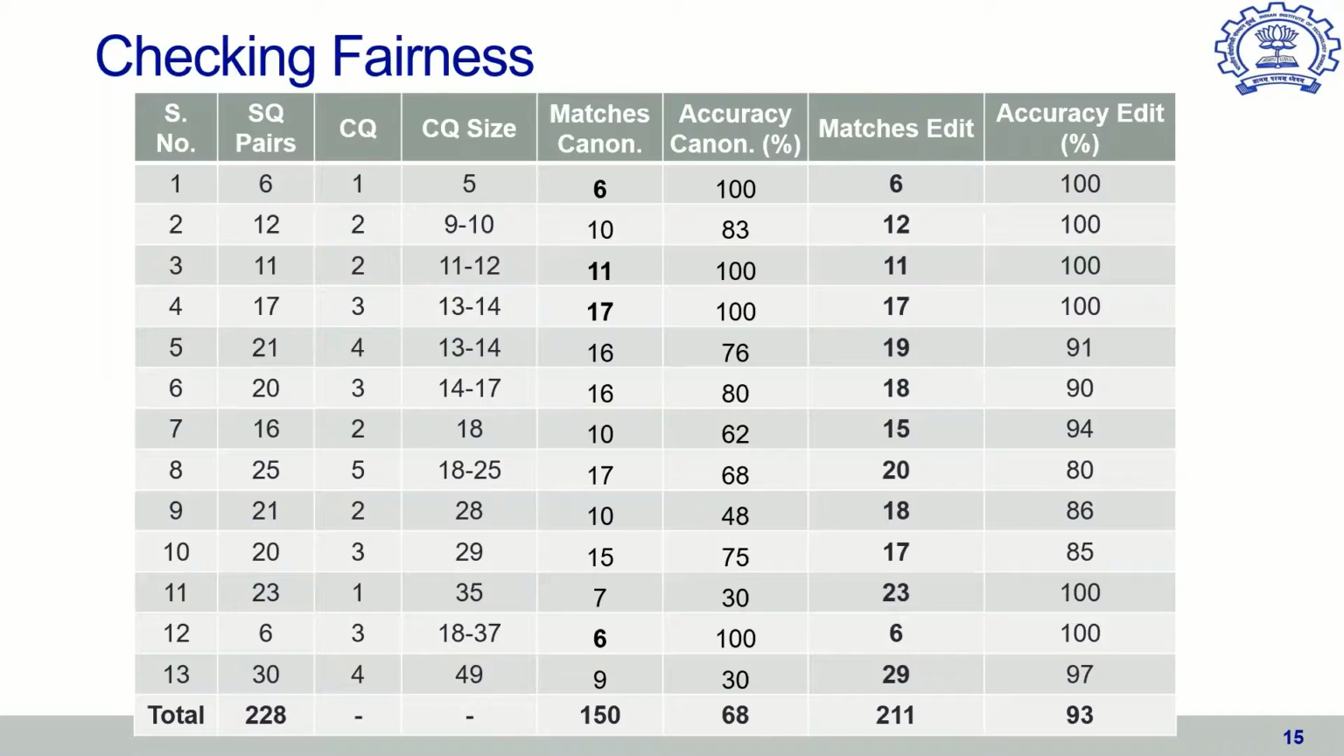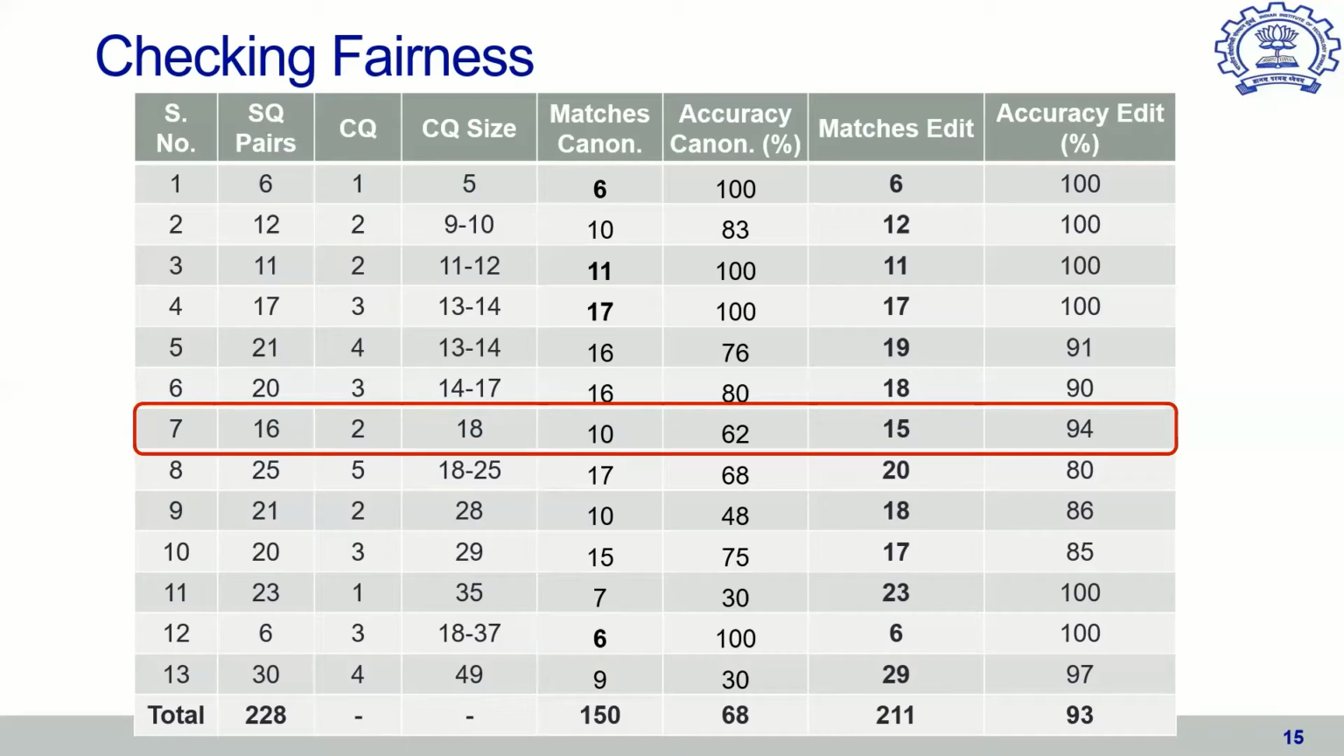Matches canonicalization shows the number of pairs that were put in the same bucket as volunteers when using the canonicalized edit distance for grading, while accuracy canonicalization shows the corresponding accuracy in percentage terms. Matched edit shows the number of pairs that were put in the same bucket as volunteers using the edit-based grading technique, and accuracy edit shows the corresponding accuracy in percentage terms. The best results for each row are marked in bold.